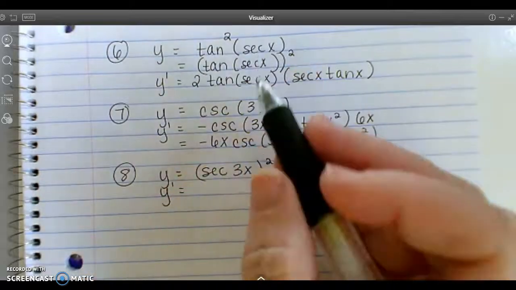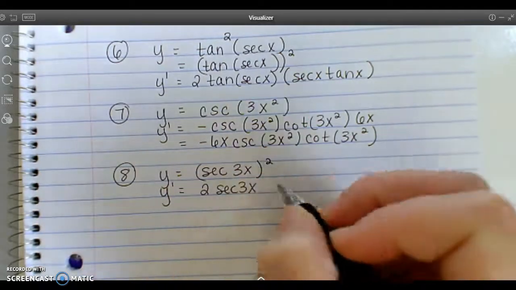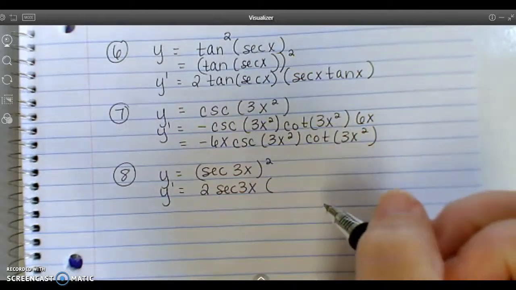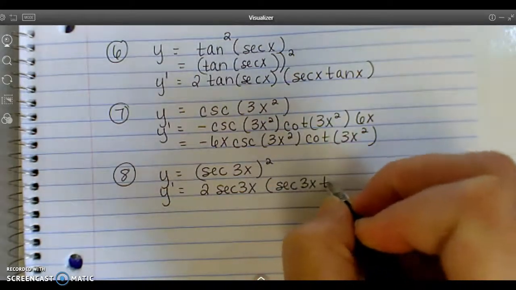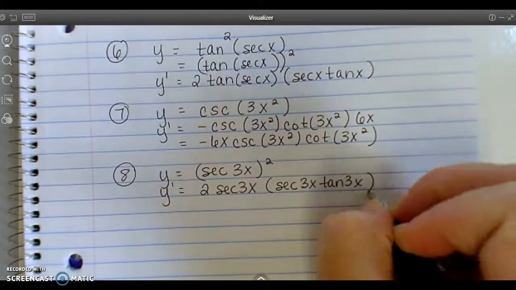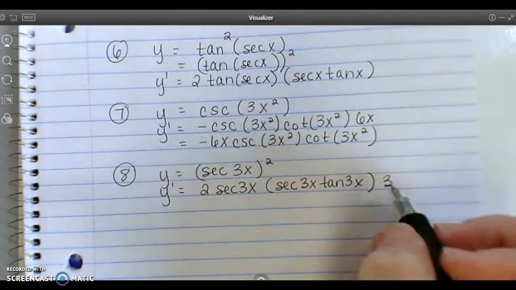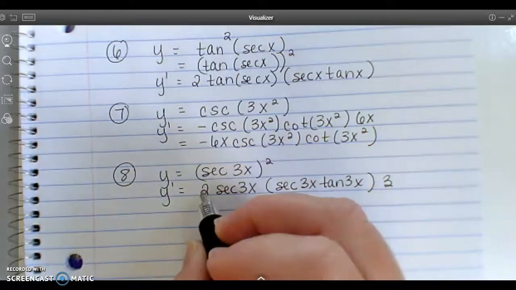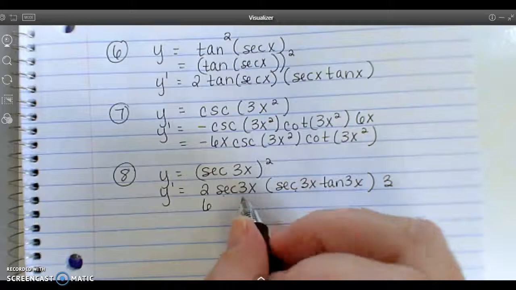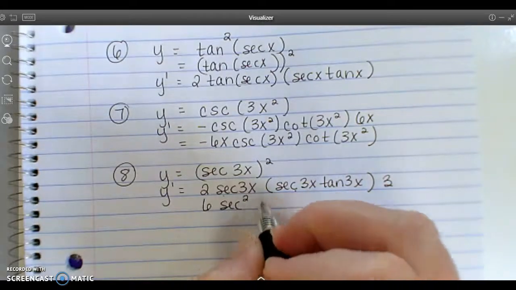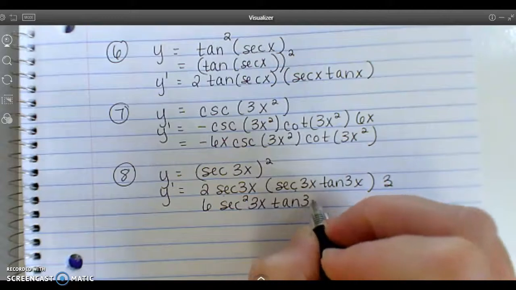We're going to do chain rule, kind of like we did up there with tangent. So 2 secant 3x to the first. Then we multiply by the derivative of secant of 3x, which is secant of 3x, tangent of 3x. And then one more chain, the derivative of the 3x, which is 3. So then we have 6. Alright, and then we have both of these secants. They're both of 3x. We can combine that and make secant squared of 3x. And then we have our tangent of 3x.